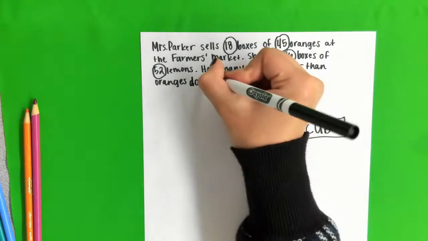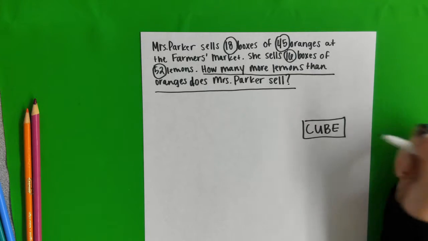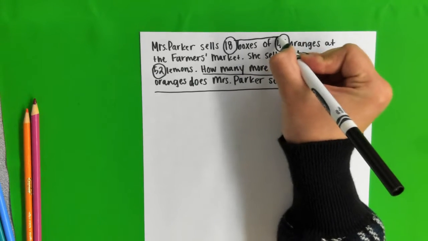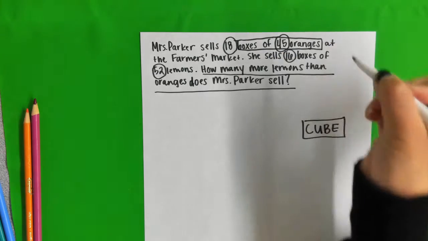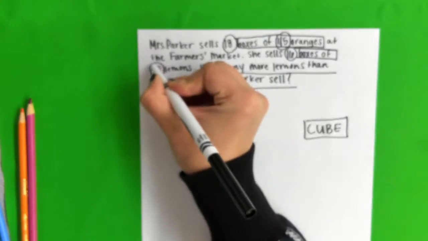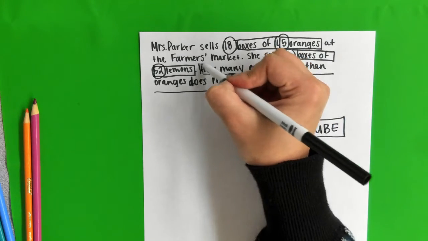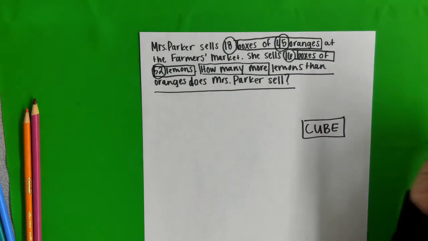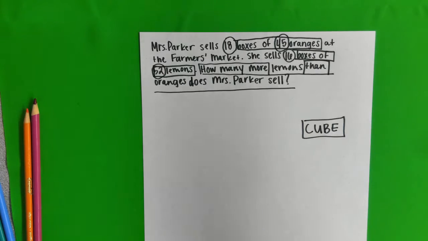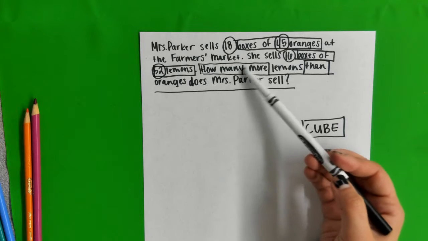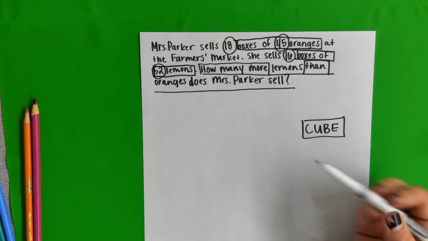I underline my question. How many more lemons than oranges does Miss Parker sell? I box my important information. So I have 18 boxes of 45 oranges, 16 boxes of 52 lemons, and my important information in my question is how many more lemons than oranges does Miss Parker sell? So I know that I need to figure out how many lemons I have and how many oranges I have, and then how many more tells me that I need to subtract my numbers.